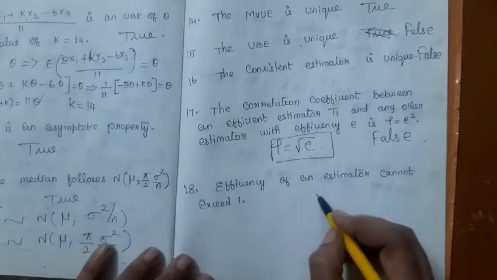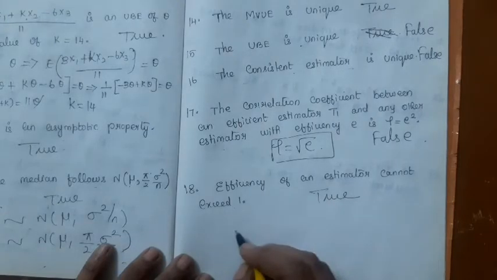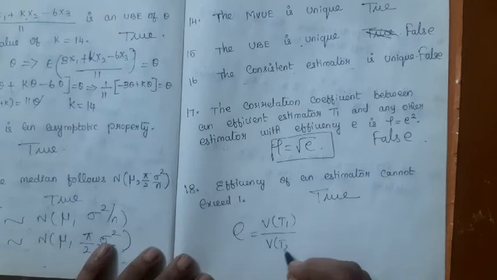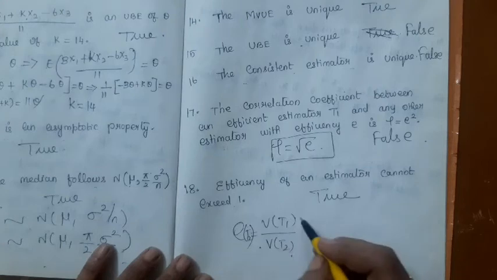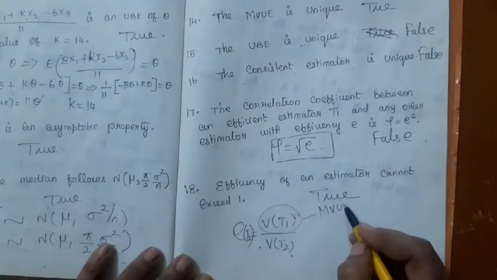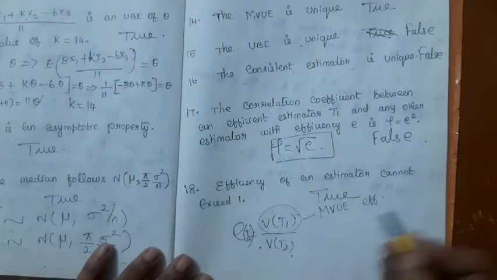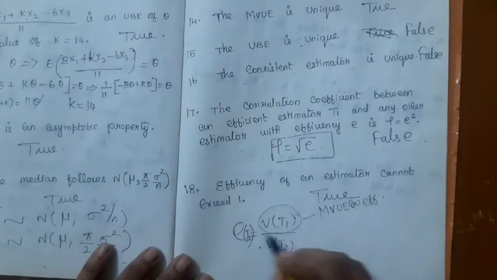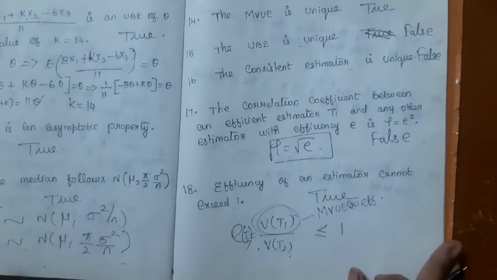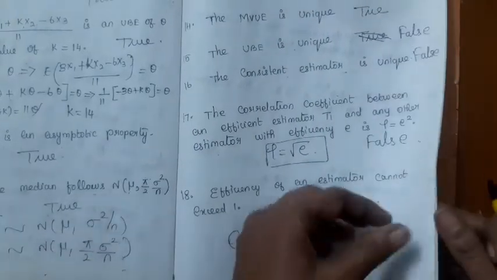Efficiency of an estimator cannot exceed 1. It is true because efficiency of T2 is computed as variance of T1 by variance of T2. Variance of T1 is the variance of the minimum variance unbiased estimator or efficient estimator. So always the numerator is less, so your answer will always be less than or equal to 1.